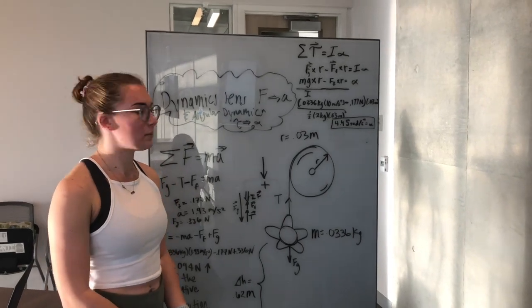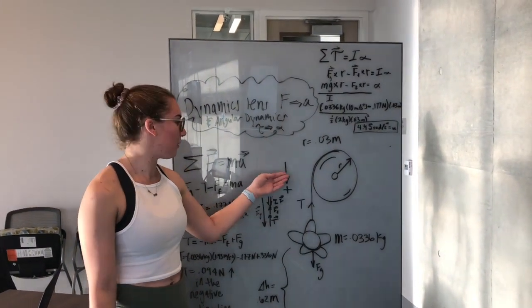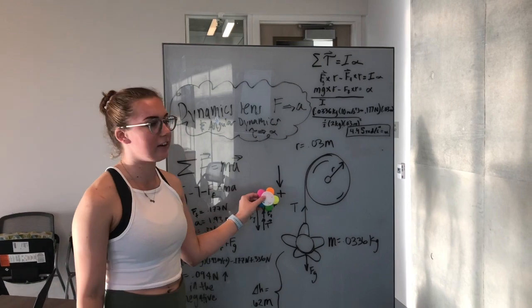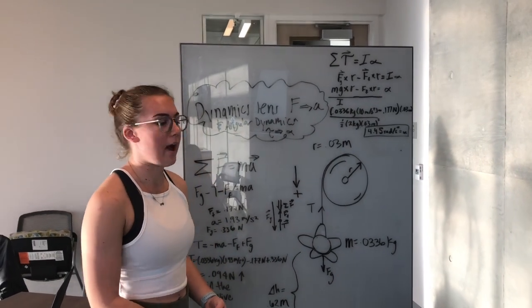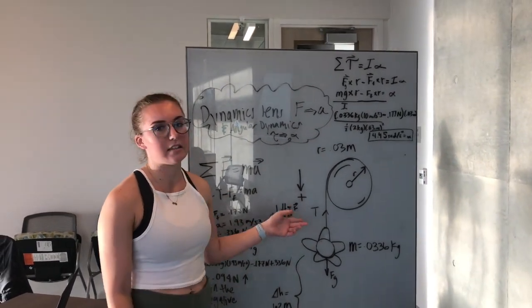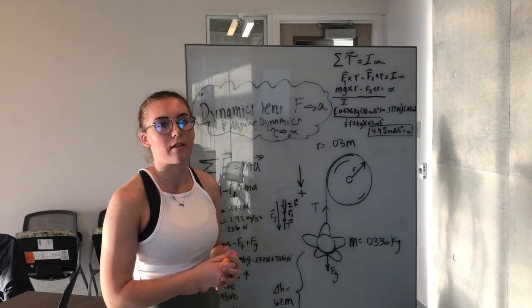For our physics project, we created a pulley system with a skateboard wheel, a string, and this highlighter. And in our video, we're going to show you how we found all the forces acting on the system and the energy transformations in the pulley.